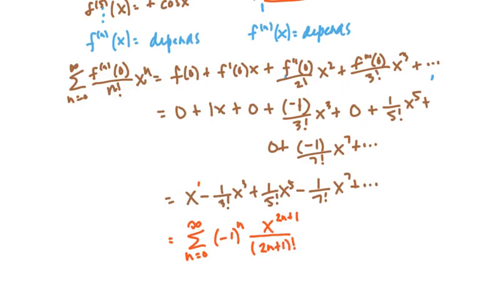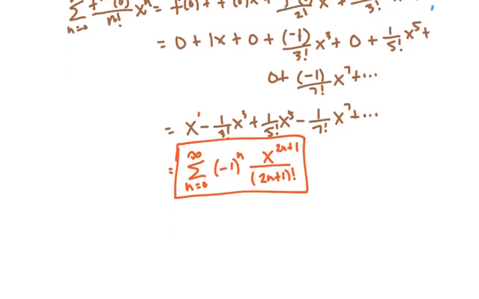So let's check what we have here. It feels right, but if you let n equal 0, we have x to the first. If you let n equal 1, it's negative. And on the numerator, we have x to the 2 plus 1, which is 3. And then 3 factorial in the denominator. So this is our definite representation for sine of x.